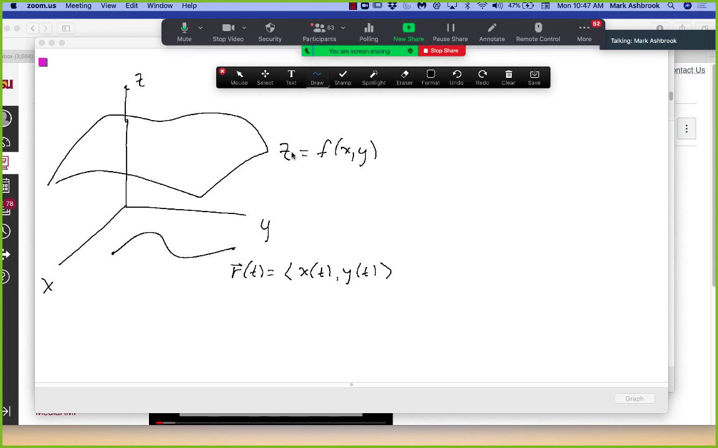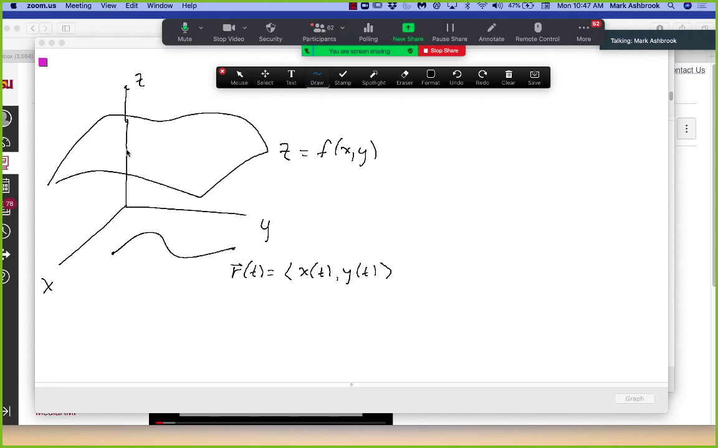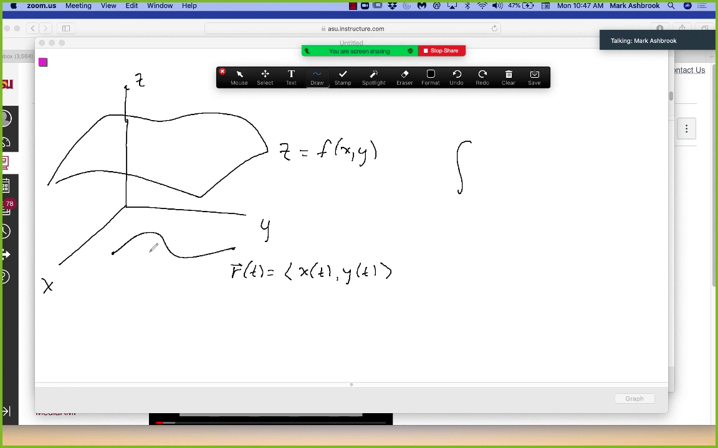And we're going to integrate a multivariable real valued function over that curve. And what was the result of that? So what's the geometric result? So we're going to integrate, so we call the curve C. We're going to integrate over C. We're going to integrate f of xy ds. And what was the geometric result of that? What kind of geometric quantity did that give us?